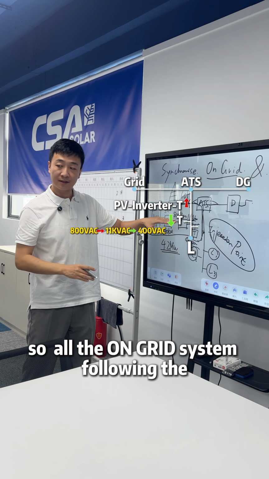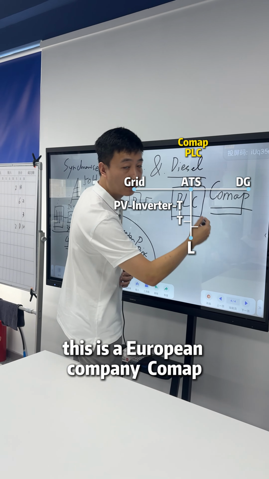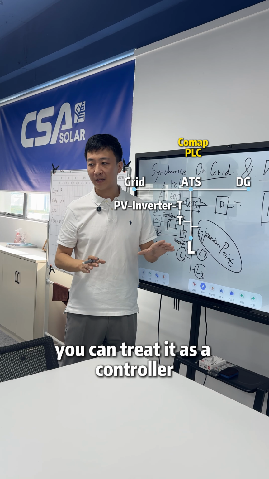There will be conflict. While the grid is off, how can we maximize the solar power plant while using the diesel generator? That's the most difficult issue we have to solve. How do we solve it? We are using a PLC, okay? The name is COMAP. This is a European company, COMAP. PLC, you can treat it as a controller.